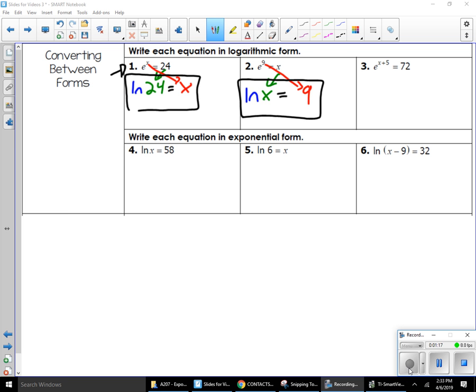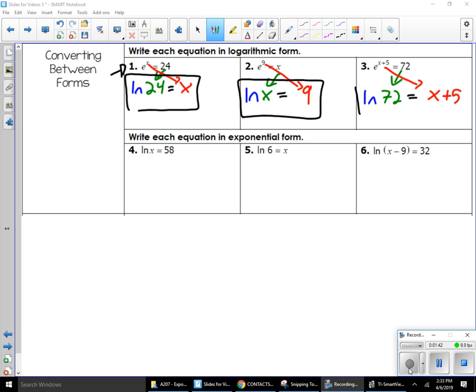What we'll wind up doing quite a bit is number 3 here. I have an expression up there in the exponent spot, that x plus 5. So I can rewrite that as natural log of 72. Again, the 72 becoming an input. And on the right-hand side, we get that x plus 5. That's an equation we'll be able to solve very quickly once we get there.